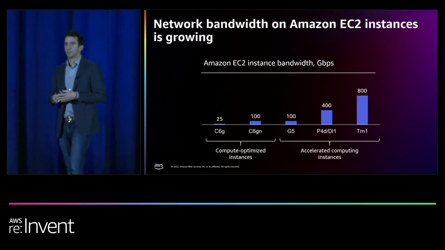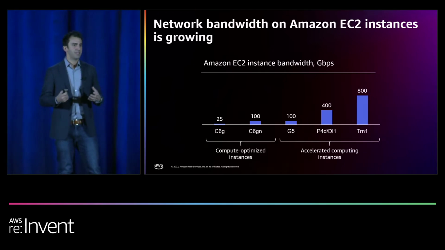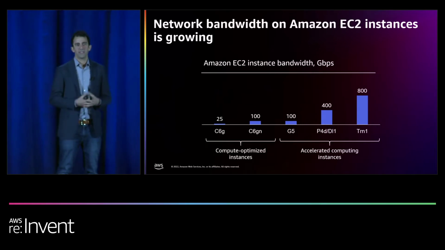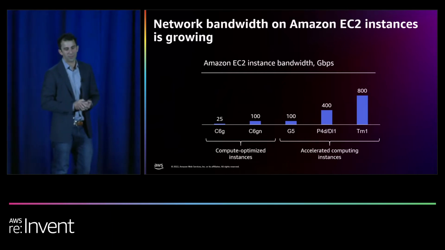This is because models are becoming more complex, and the size of data sets is becoming larger. To process that data, we need to move it quicker, so we need more network bandwidth.